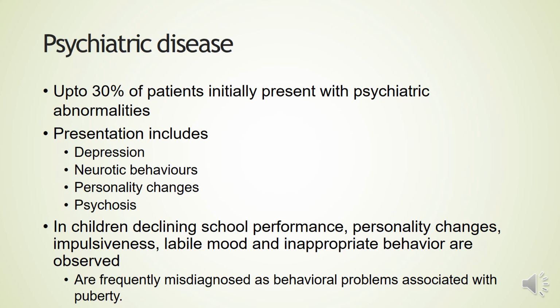In children with declining school performance, personality changes, impulsiveness, labile mood, and inappropriate behavior are frequently observed, and these are frequently misdiagnosed as behavioral problems associated with puberty. So it is very important to have a high index of suspicion, and it is essential for us to pick it up and treat this, because this is a treatable cause and it's possible that the changes can improve, right?